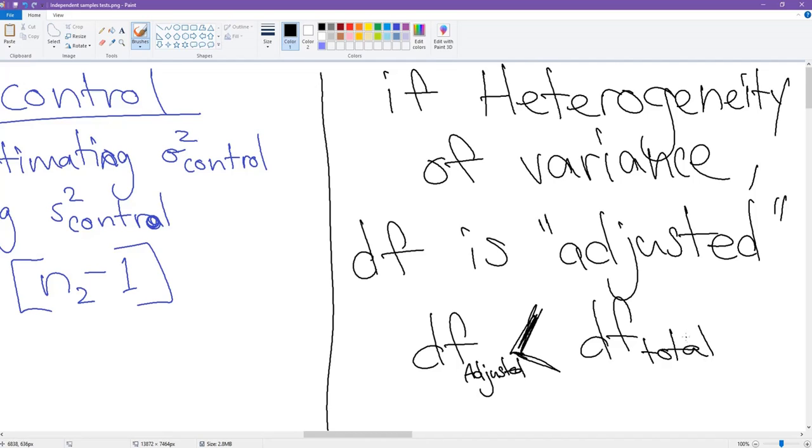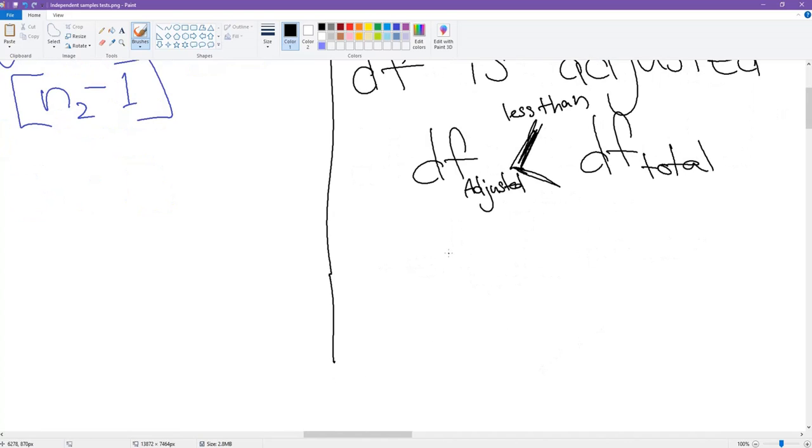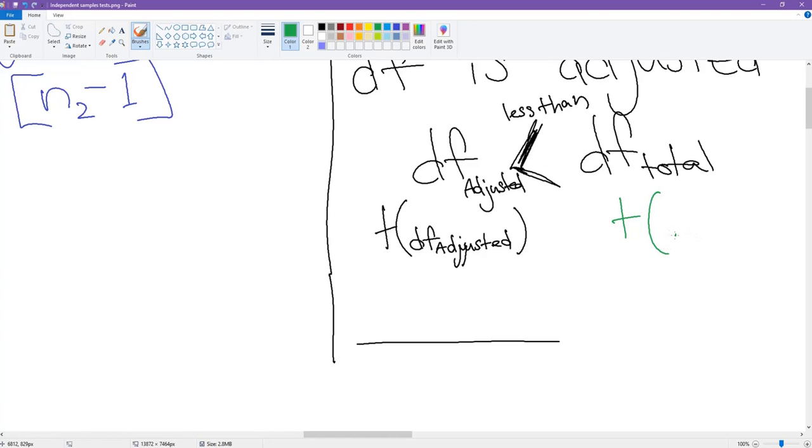Now, why is that? Less than. Why is that? That's because when we decrease our degrees of freedom, we actually make it harder to reject the null hypothesis. And that's because when we have, this is going to use our DF adjusted on the left. I'm going to build us a t distribution using it, and then on the right I'm going to build a t distribution using a degrees of freedom total.